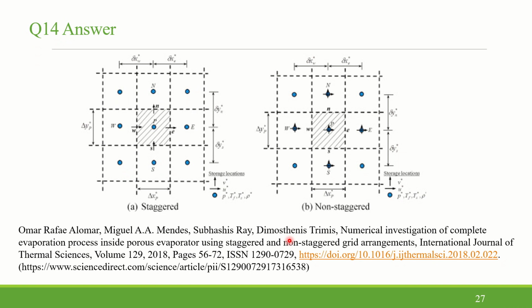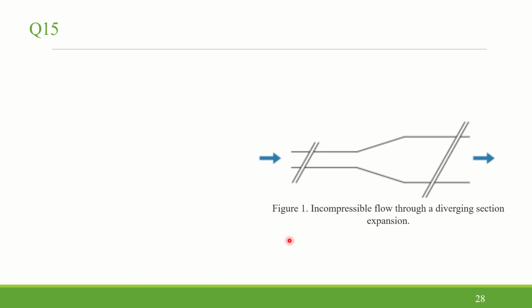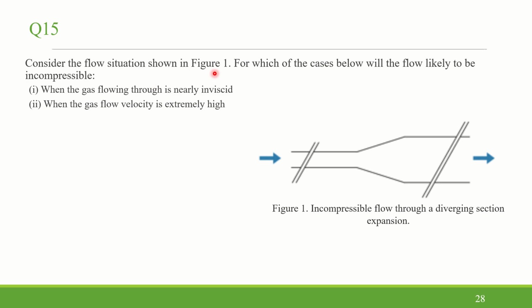In question 15, next we have that one figure. Previously we have seen the contraction section in the pipe flow. Now this particular figure is about a diverging section, expansion section in the pipe flow. So what is being asked? Mostly it would be similar questions being asked here. Consider the flow situation shown in figure 1. For which of the cases below will the flow likely be incompressible?